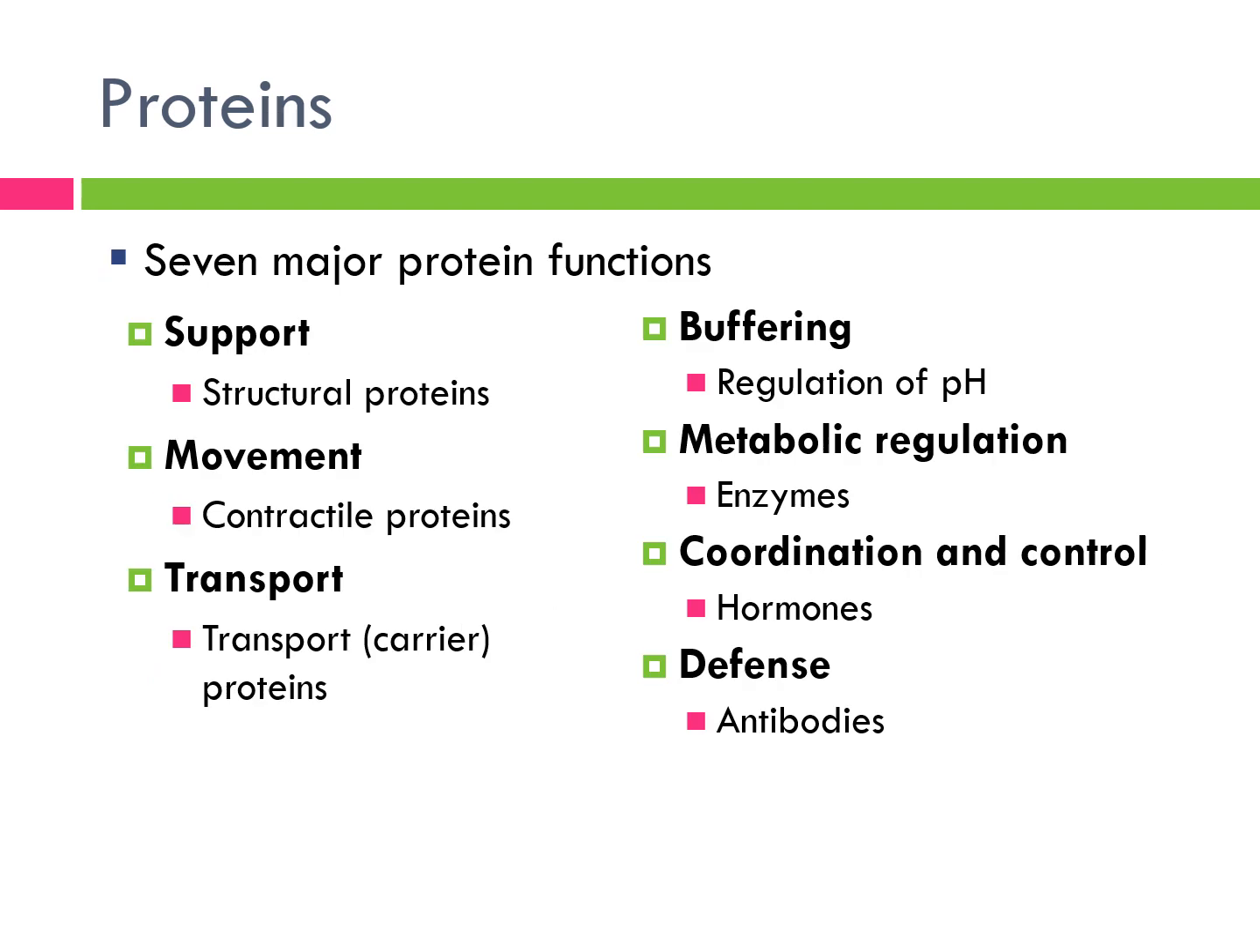Proteins are used for support, for movement. Our muscle is made up of contractile proteins. Transport, we have carrier proteins that transport things into and out of our cells. Buffers are made of proteins to regulate the pH of our bodies. Enzymes are made out of proteins. Hormones are made out of proteins. Antibodies are made out of proteins. Your body just cannot function without proteins.